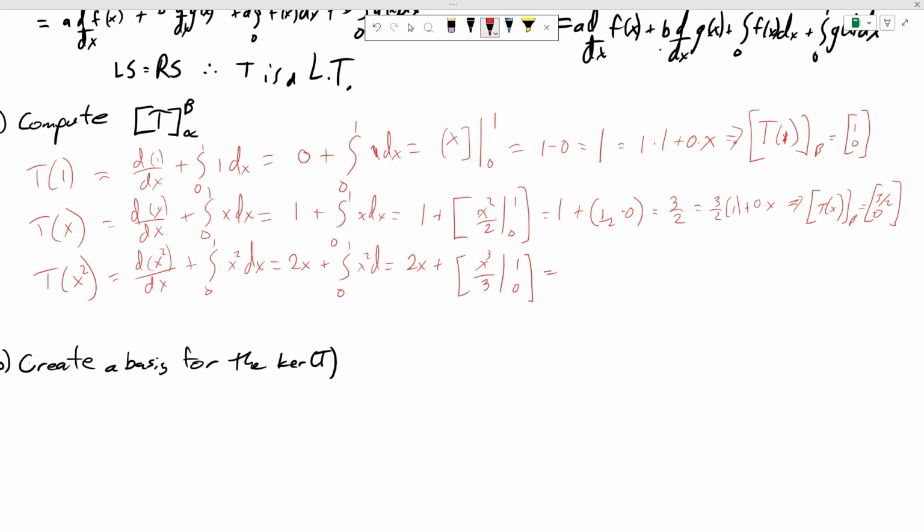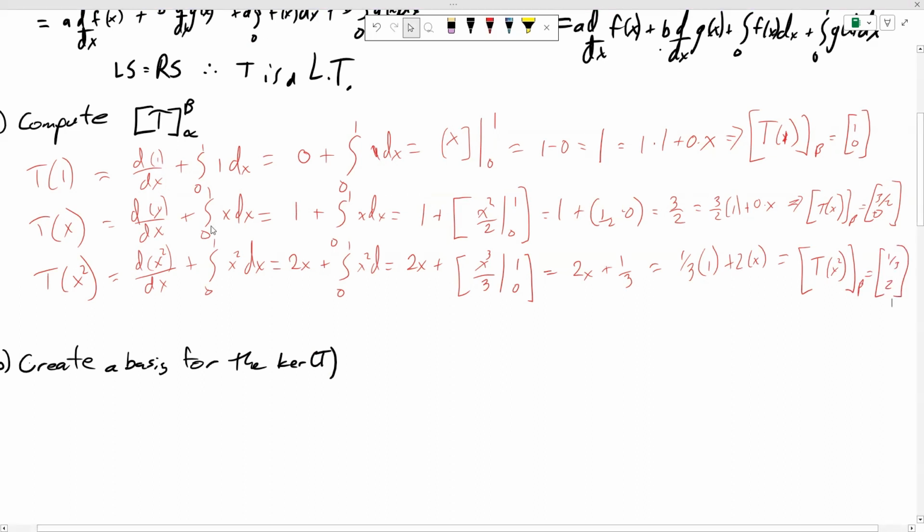Well, this is going to equal 2x plus 1/3, which equals 1/3 times 1 plus 2 times x. So the coordinates for T of x squared represented using beta is going to be (1/3, 2). And now from here, we can compute what T of beta, or alpha beta, is. And it's equal to the matrix with columns (1, 0), (3/2, 0), (1/3, 2).